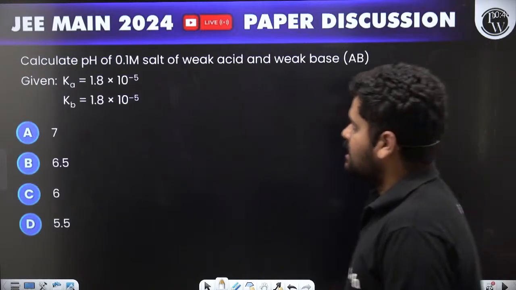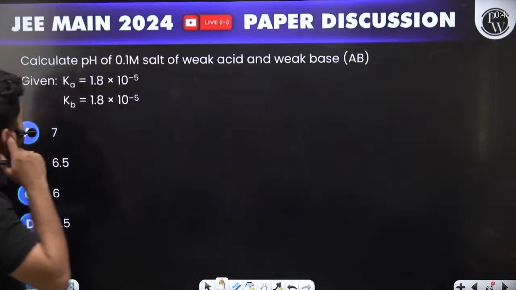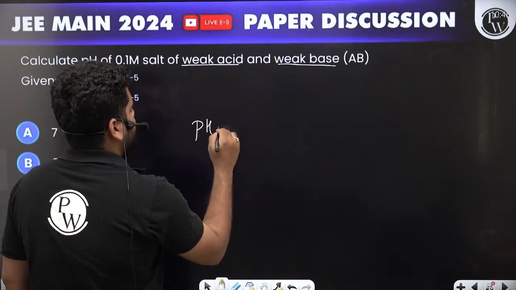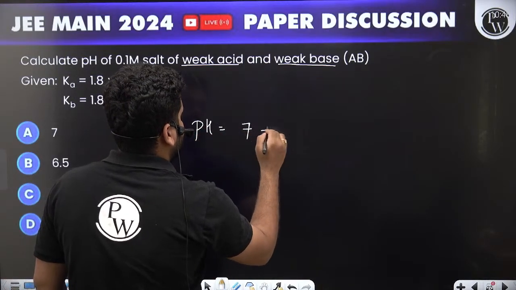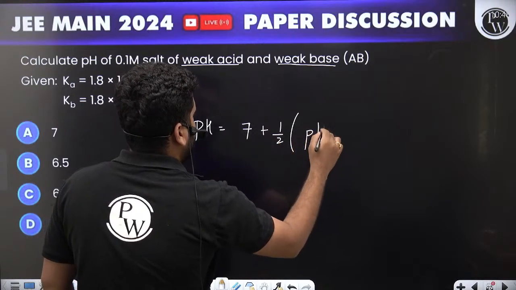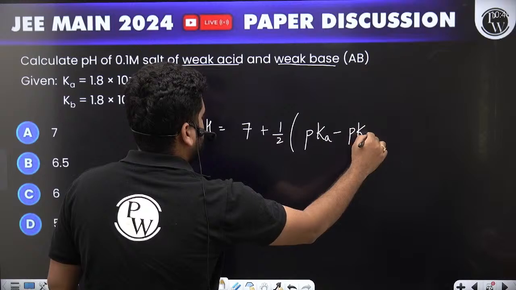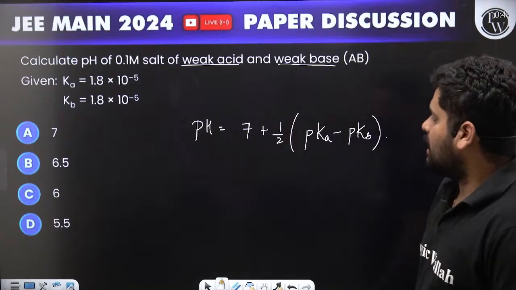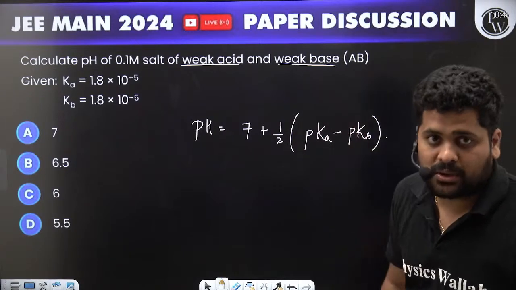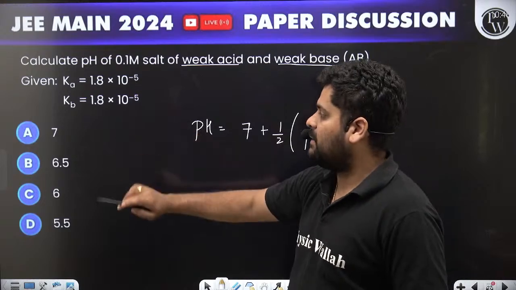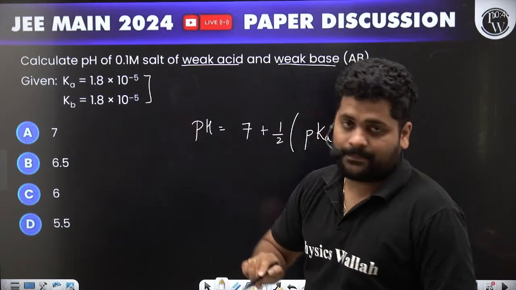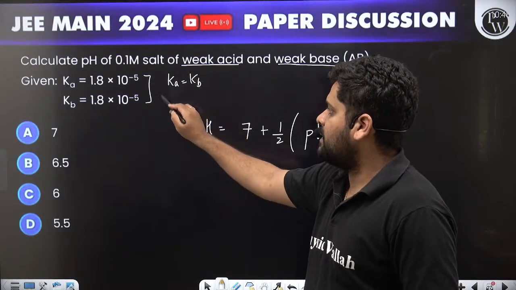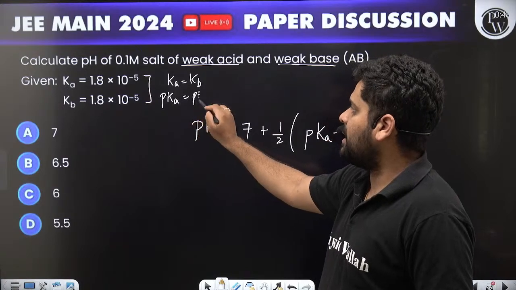The next question: calculate the pH of 0.1 molar salt of a weak acid and weak base. For a weak acid and weak base, pH is calculated like this: 7 plus half into pKa minus pKb. This is how you calculate the pH of a weak acid and a weak base. Now to calculate pKa and pKb, you need to know the value of Ka and Kb. We have the value of Ka and Kb. Both the values are the same. If Ka is equal to Kb, then definitely pKa would be equal to pKb.